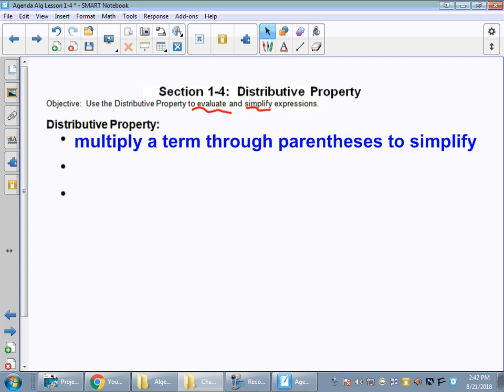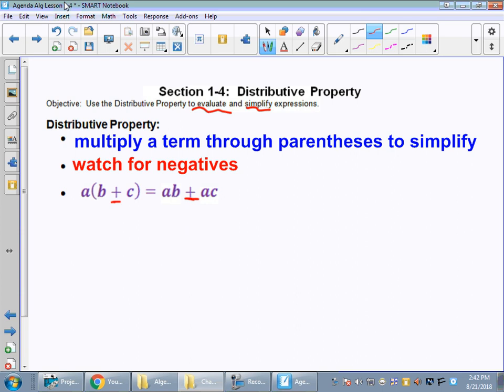The big thing is we have to watch out for negatives here because it is the sum that we're dealing with. Negatives can be a little tricky because sum means addition. Here it is with letters: A times the parenthesis of B plus C. You can use parentheses, or you can say A times the quantity of B plus C equals AB plus AC. Again, just pointing out that these are plus signs, so we're talking about the sum. So we have to watch out for negatives.